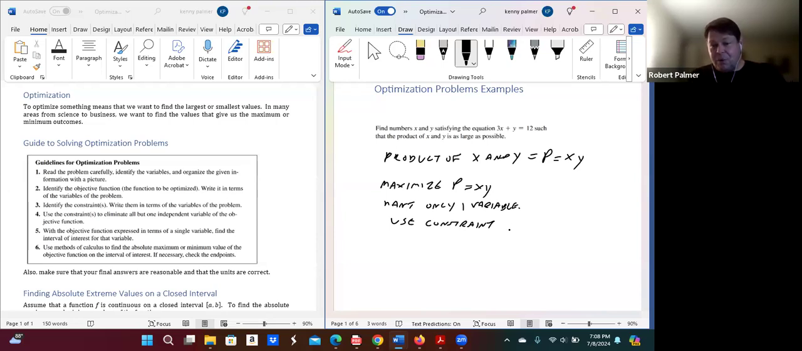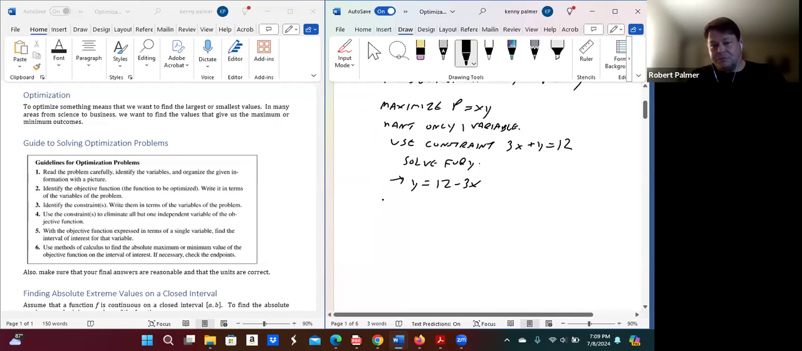We use our constraint equation, 3x plus y equals 12. And let's just solve this for y. That's the easiest thing to do. We do that, then we have y is equal to 12 minus 3x. Just subtract 3x on both sides.